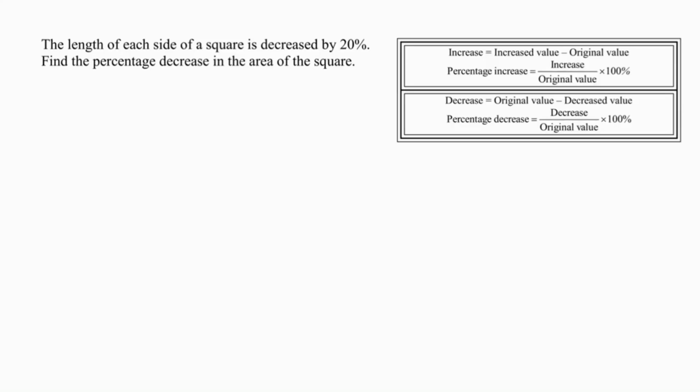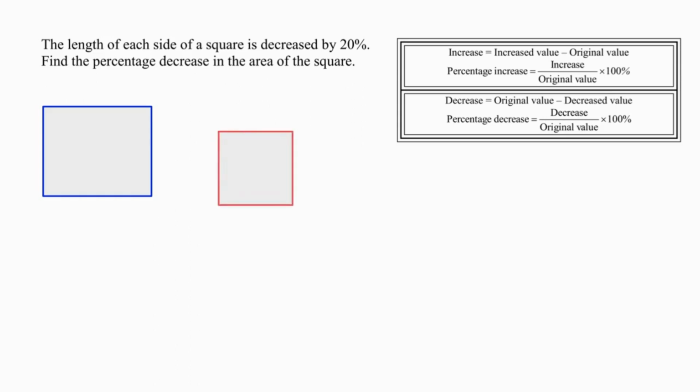Hello everyone, welcome to this video where we are given that the length of each side of a square. So perhaps at this time, I would then have a square out. So for example, this is the square and it is going to be decreased by 20%. Okay, so there will be a new one. And this new square will be decreased, the length.